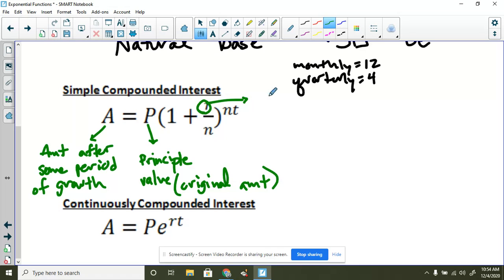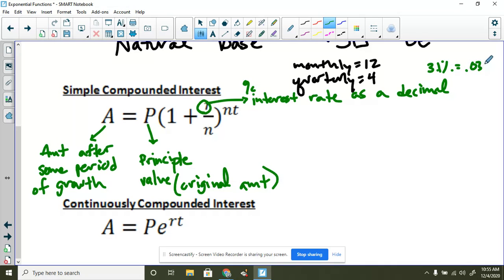R is the interest rate. Okay. Let's say the percent interest rate as a decimal. That's key here. Okay. You're going to get numbers like 3.1%. Well, 3.1%, we don't put 3.1 here, right? We write 0.031. And that comes down to converting from a percentage to a decimal, right? Divide that number by 100 and you'll get the decimal that you should be using.